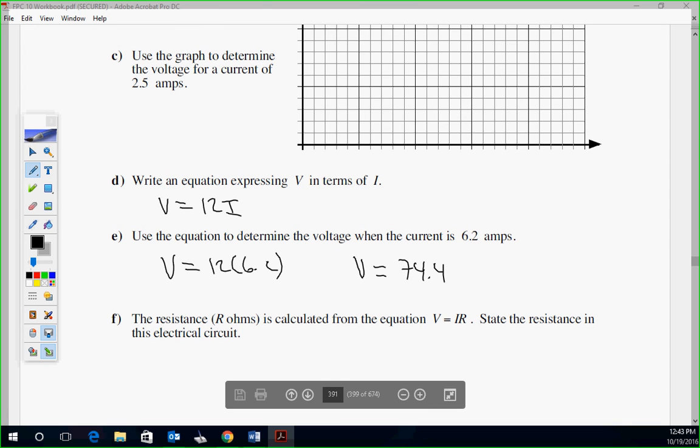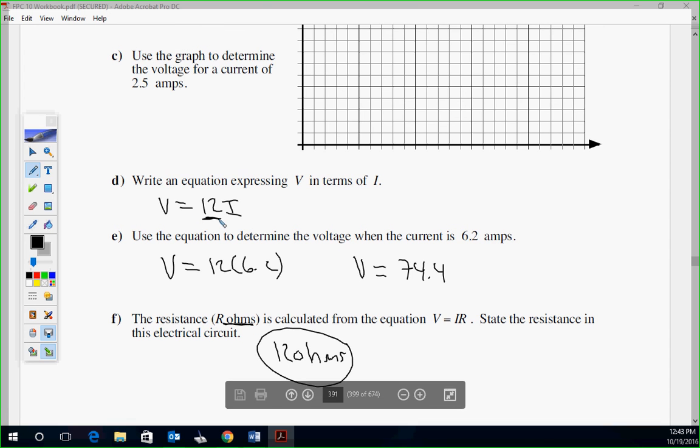Okay, the resistance is calculated from the equation V equals IR. State the resistance in the electrical circuit. So the resistance is 12. This is more of a physics thing, but the resistance would be 12. Those are called ohms. Just from R equals 12.